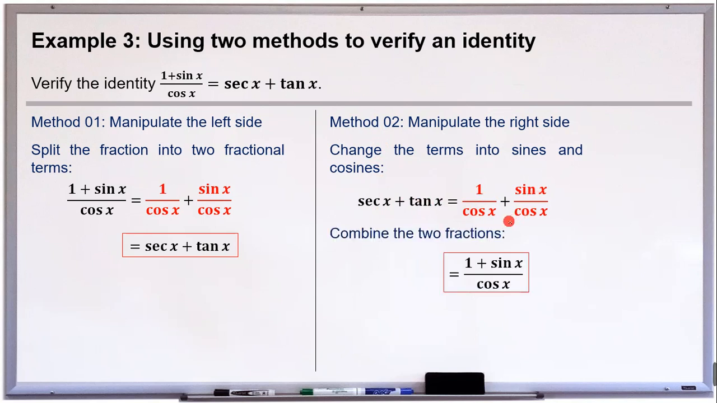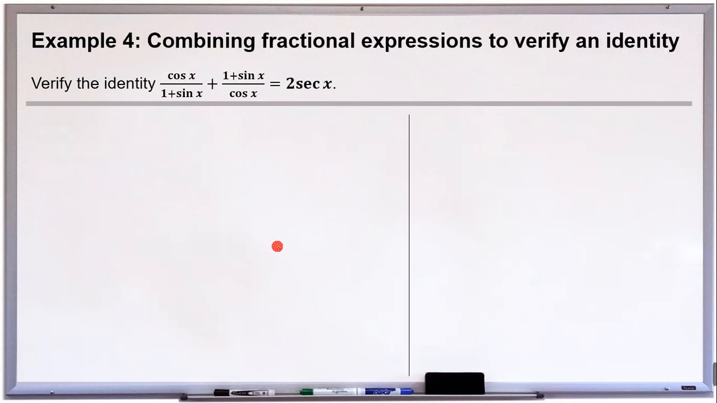Next, we're going to combine the two fractions. Since these fractions have the same denominator, just copy the denominator, cosine x, and then add their numerators, so 1 plus sine x. As you can see, the resulting expression is equal to the expression on the left side. So therefore, we have just proved these two identities. They are equal to each other.